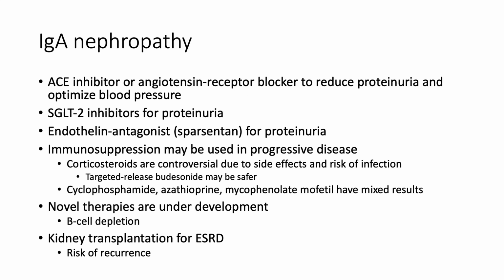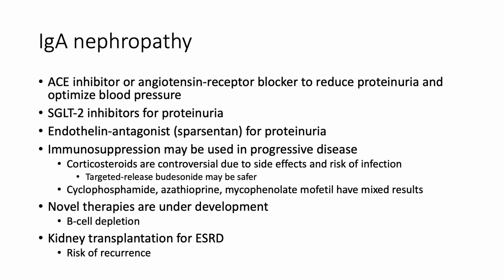Once you've established the diagnosis of IgA nephropathy, the initial treatment is focused mostly on reducing proteinuria, and so the first-line agents for that are ACE inhibitors and angiotensin receptor blockers, which have the added benefit of also controlling their blood pressure. There's also good evidence that SGLT2 inhibitors are effective in IgA nephropathy for reducing proteinuria and slowing down progression of disease. And there's a new FDA-approved drug called sparsentan, which is an endothelin receptor antagonist specifically designed to reduce proteinuria.